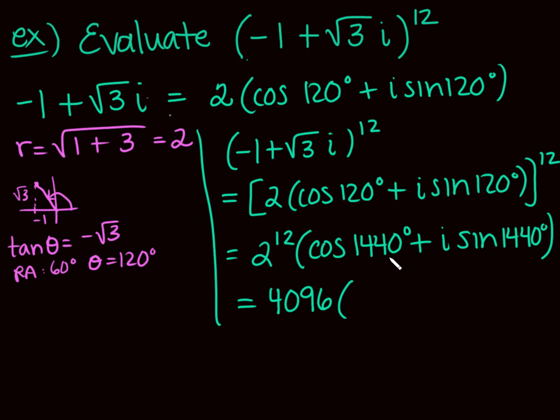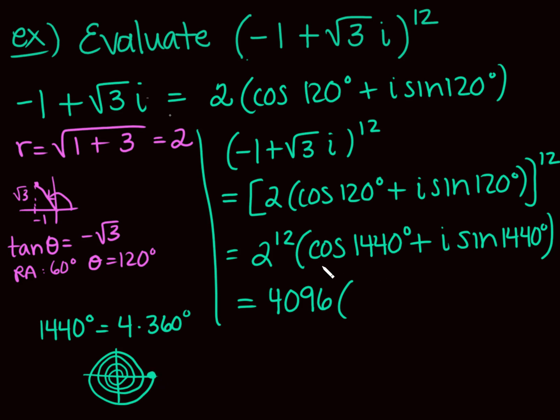If I take 1440 and divide it by 360, 1440 is the same as 4 times 360. So what do I know? This angle is 1, 2, 3, 4 rotations. I'm hanging out right there on the x-axis. So the cosine of this is that it's coterminal with 360, or coterminal with 0 degrees, so this is 1. I'm on the x-axis, so sine is 0, because sine is my y values. So this whole thing is equal to 4,096.